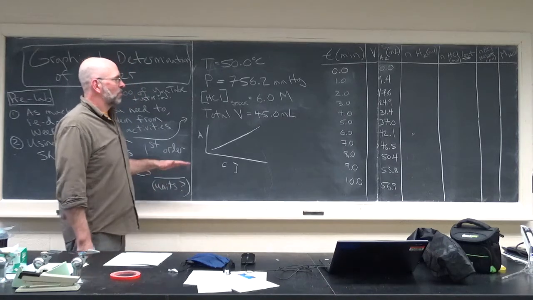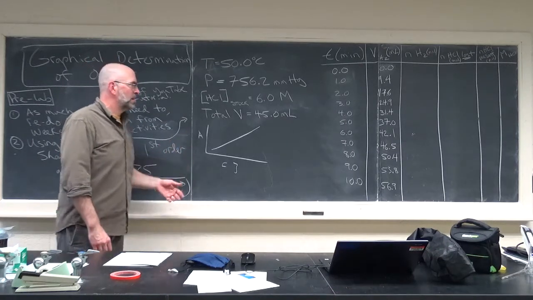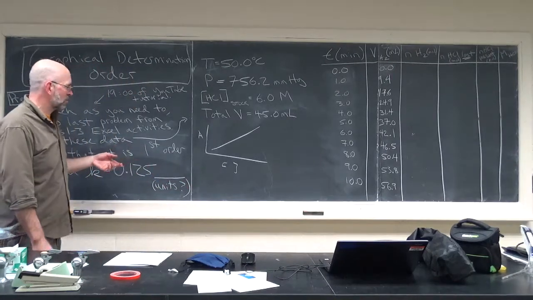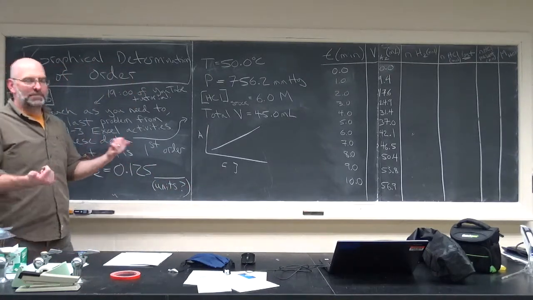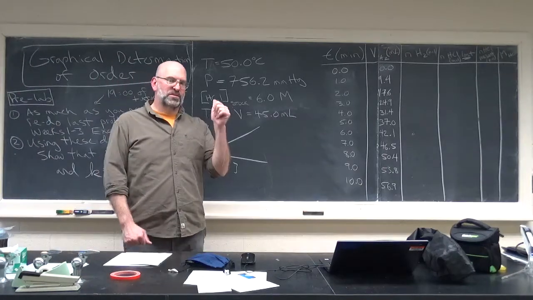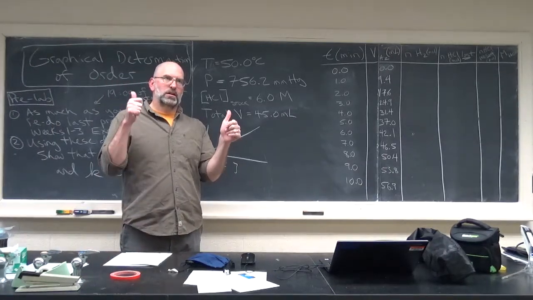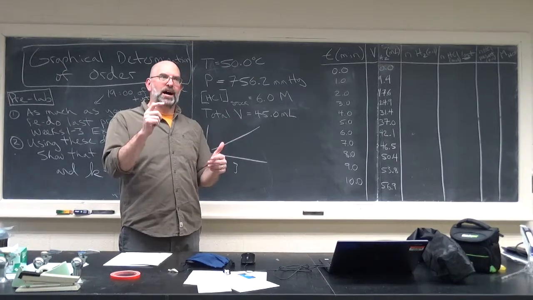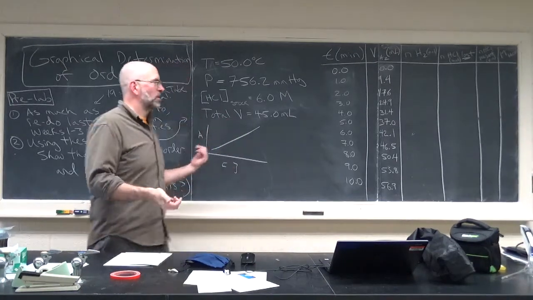Okay, so what we're asking you to do for your pre-lab is to determine the order of reaction. So what does that mean? You want to rule out zero order and second order. It's first order, okay? And the rate constant is 0.125.